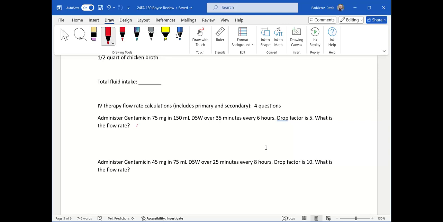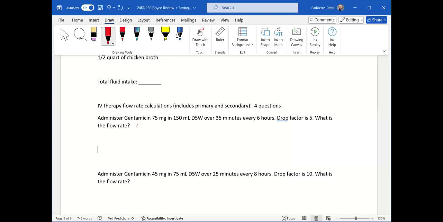So the first thing I always like to start off with is, what is flow rate, or what is drop rate? So there's a simple formula that says you're going to take your flow rate times your drop factor, and that will equal your drop rate. Flow rate typically is milliliters per hour, but it could be milliliters per minute.